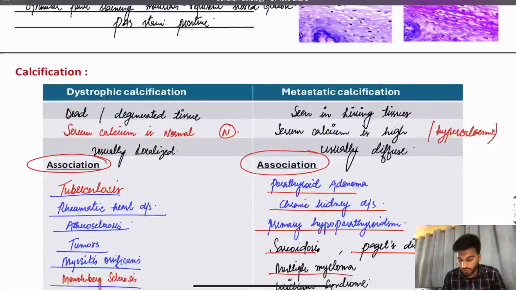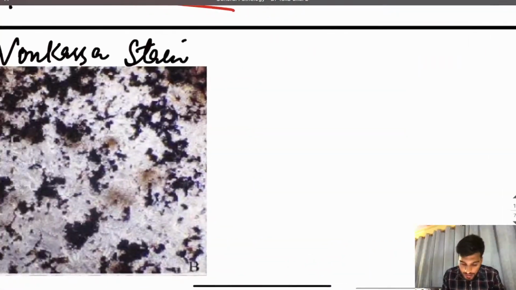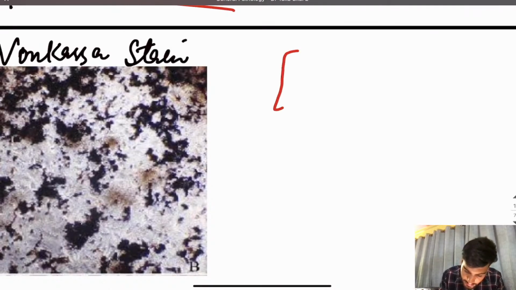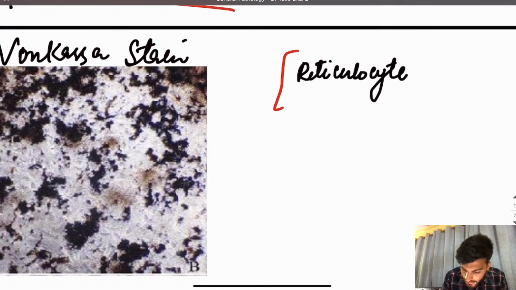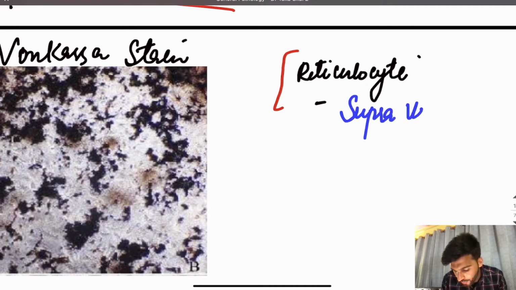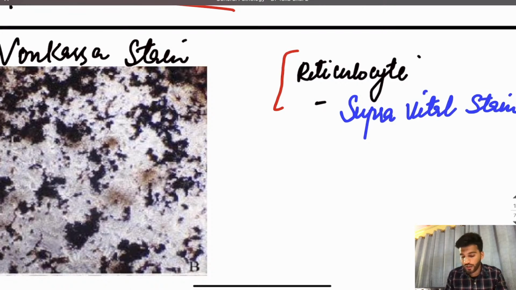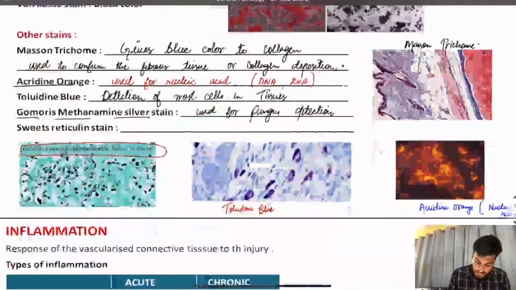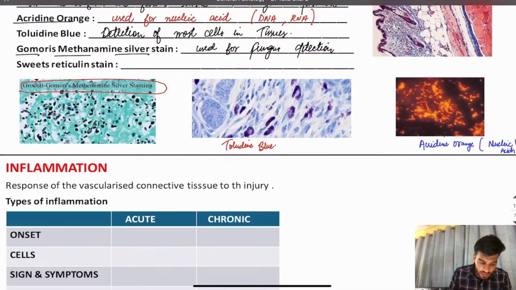Okay, one question, guys, from micro. Remember, for reticulocytes, anyone in the comment section, what is the name of the stain? It's supravital stain. Don't skip a single stain that you know. Supravital stain. Okay, for reticulocyte, supravital stain. This was a PYQ.